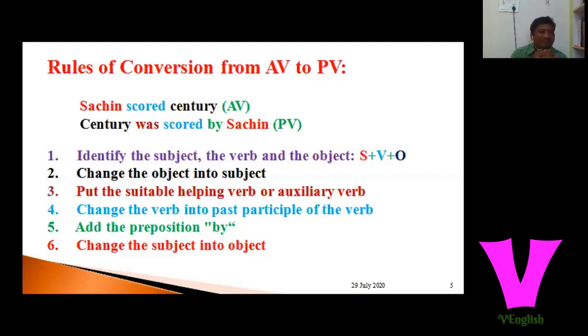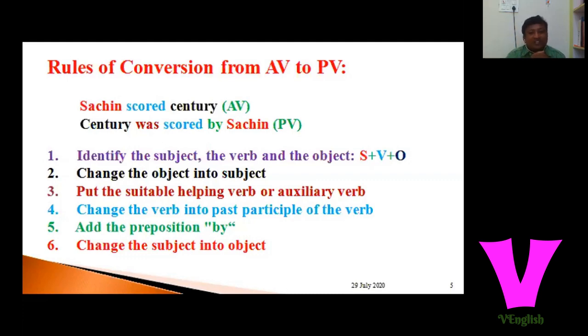Already done. Sachin is the subject and the verb is scored and the object is century. It is in SVO format. This is the first step to convert a sentence into passive voice. Okay, identification of the SVO. Next, what is the second step?